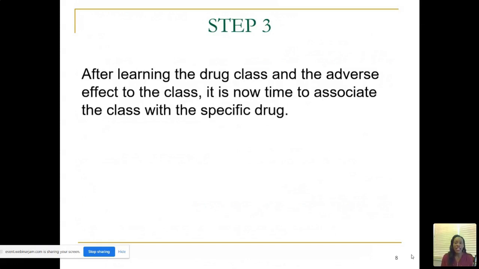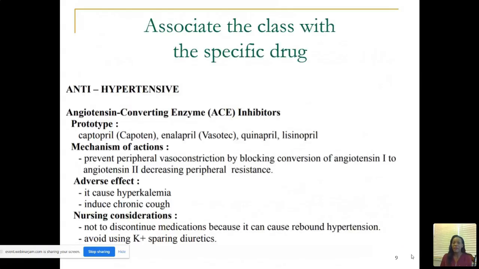So after learning your drug class and the adverse effect of the class, it is now time to associate the class with specific drugs, okay? So don't just jump into memorizing drugs and what they do. No, start with this step. You just make the process a little bit easier when you do it this way, okay? So now we can get into specific drugs for that class, okay?